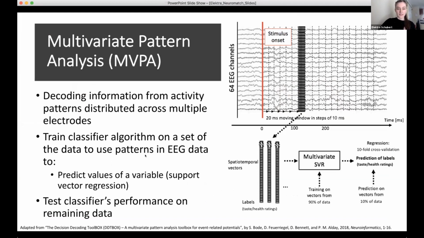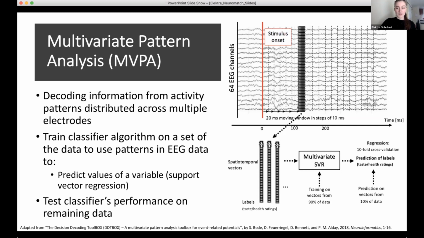But our approach differs a little bit in that we used support vector regression instead of classification. So this involves training an algorithm on a set of data to use these patterns that are distributed across multiple electrodes to predict, in our study, the health and taste ratings. And its performance is then tested on the remaining data. So I'll walk you through what this image is describing here.